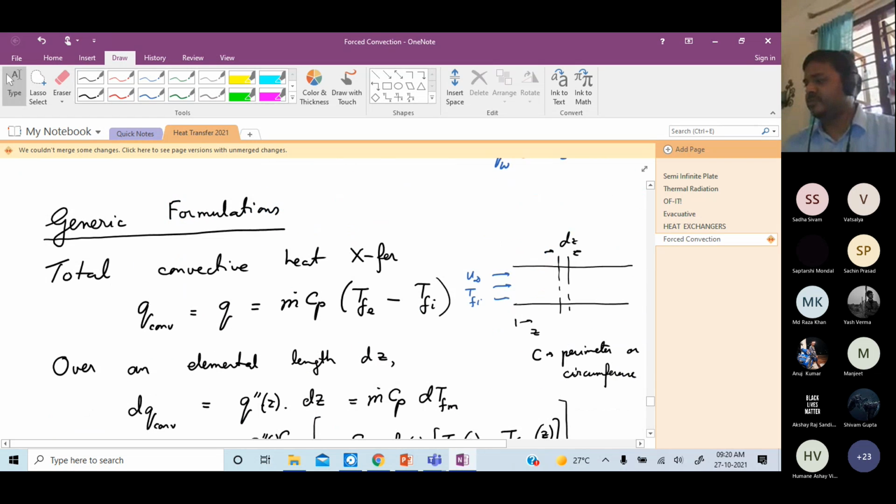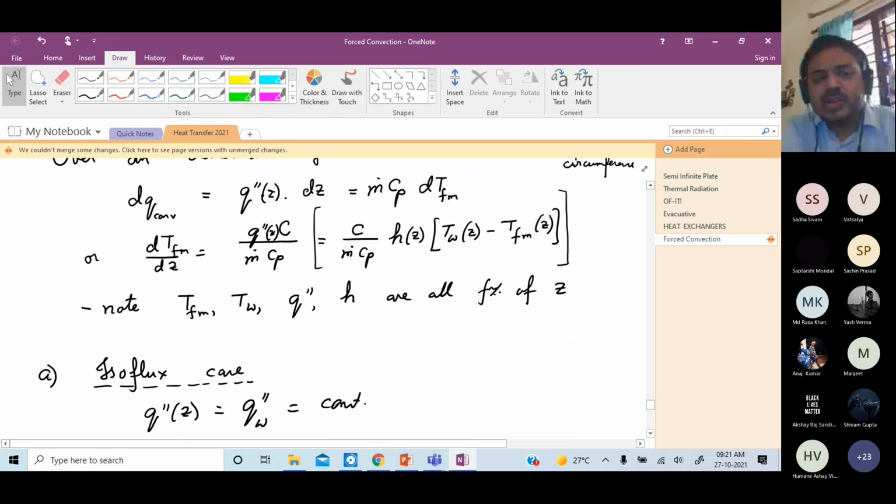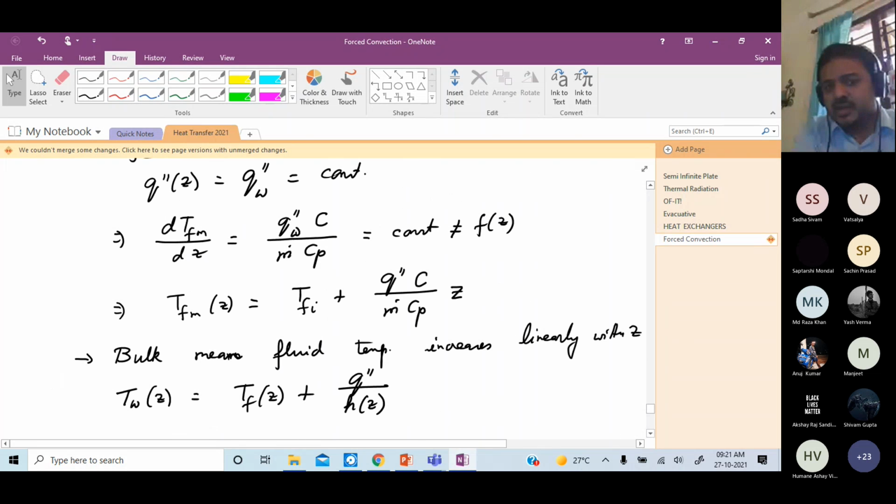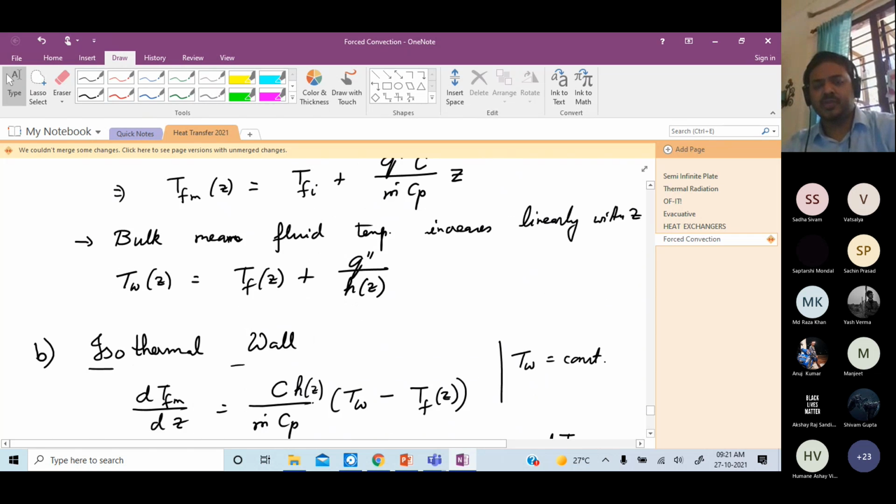Any questions? These are some very generic derivations, but this will help you, especially the isoflux condition. So again, I'll give you just 1 minute. Go through these derivations, whatever I did. This is something very simple, but make sure you understand all of these, and you can relate the expressions that we have derived to the qualitative plots that we had drawn before.